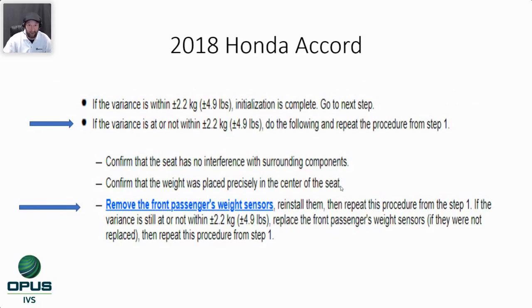Now, meanwhile, I was just sitting there with a laptop on the seat. I knew for sure that I had an issue here. There was a variance. It tells me to remove the front passenger's weight sensors and reinstall them, then repeat the procedure from step 1. Kind of interesting, right? They didn't say to test anything. The very first thing that they wanted me to do was remove the passenger side weight sensors.